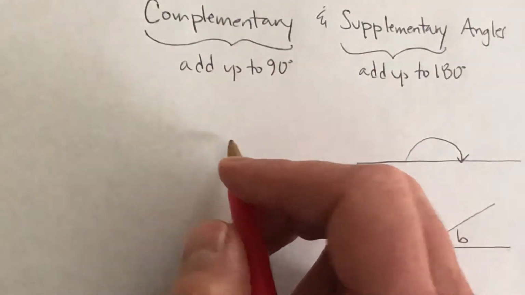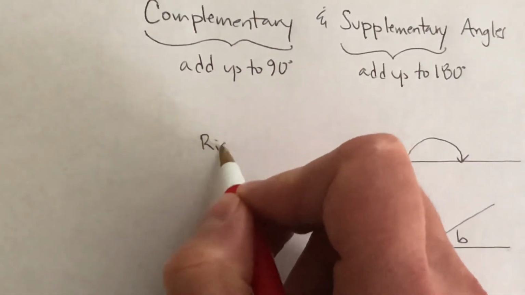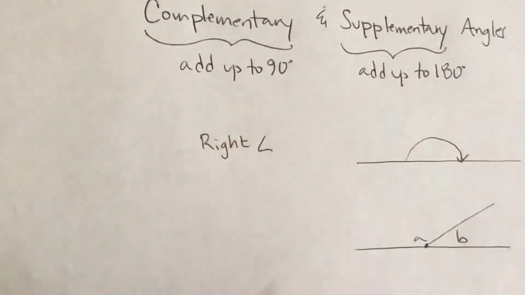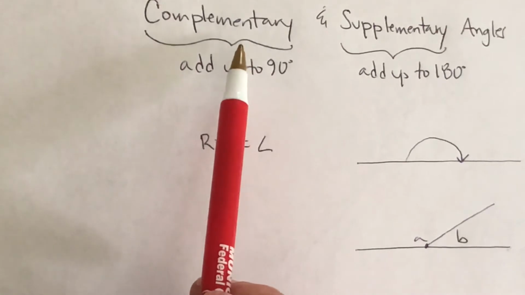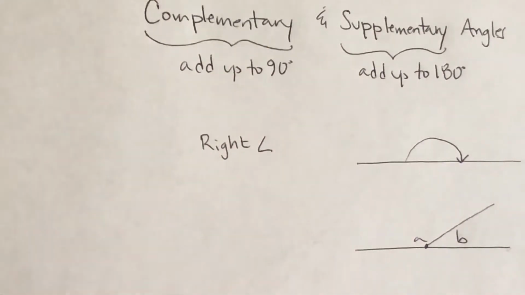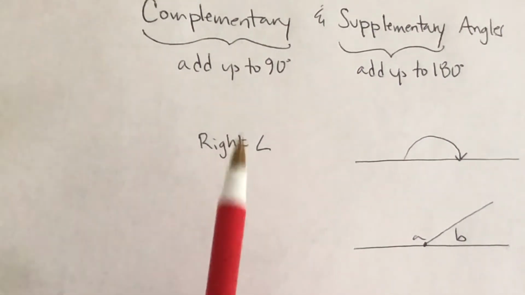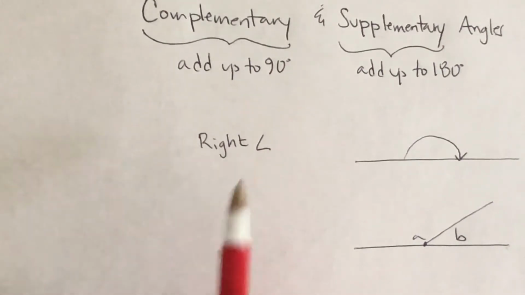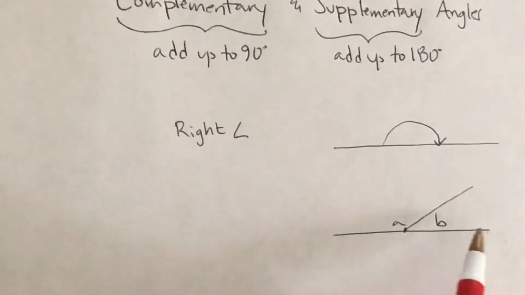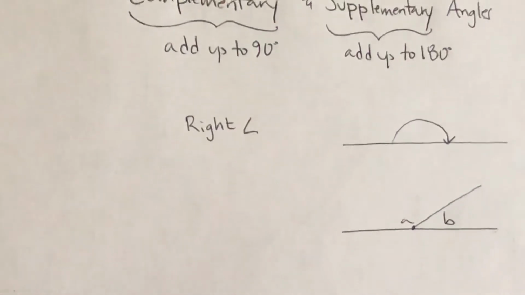Another way that could be expressed to you is you could just be told it's a right angle, because by definition, a right angle is a 90-degree angle. So there's a couple different ways that complementary and supplementary angles can show up. You might directly be given the names complementary and supplementary, or you might indirectly be told that angles are complementary if they're part of a right angle, or if they're a linear pair of angles that make a straight segment. So let's just take a look at a couple simple examples.